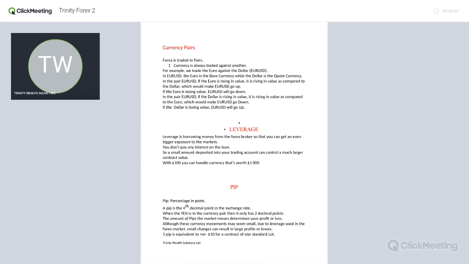So in the pair EUR-USD, if the euro is rising in value, it is rising in value as compared to the dollar, which would make Euro USD go up. If euro is appreciating, it means it's appreciating compared to the USD, and so that pair will go up. Because euro is increasing in value, more buyers or bulls will buy more of Euro USD, and then the pair will go up.